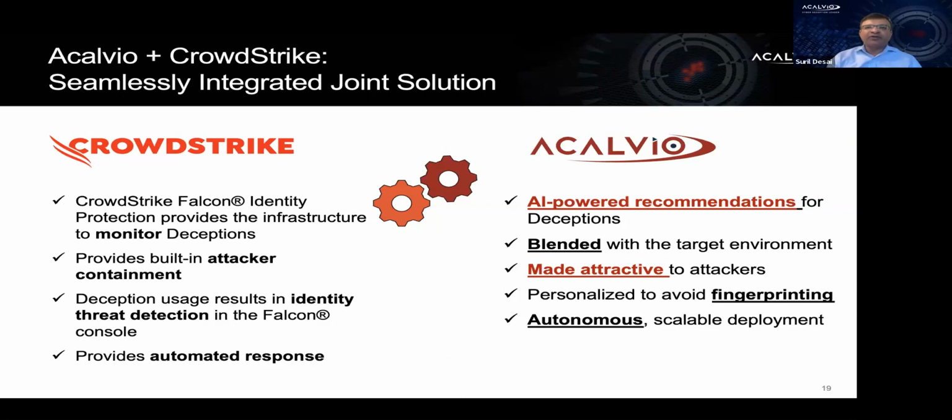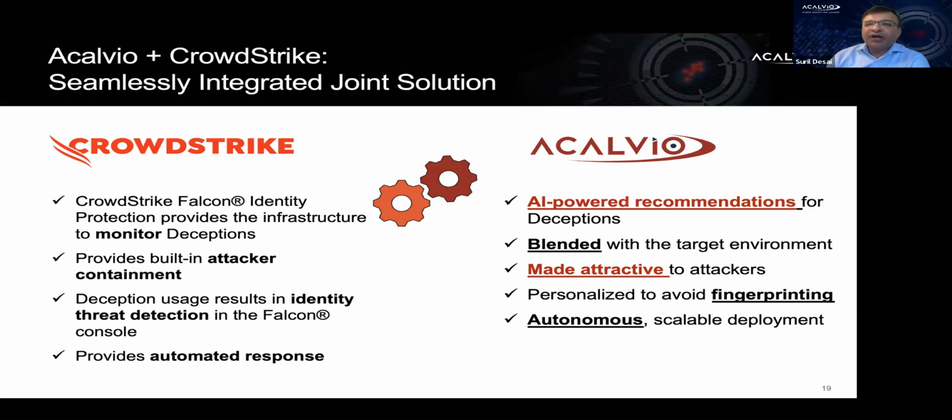Acalvio uses AI-powered algorithms to make intelligent assessments on what are the characteristics, the type, the count, the placement of Honey accounts and Honeytokens. All of this is determined by the platform without requiring intervention from the administrator. The deceptions, the Honey accounts and Honeytokens, are also blended with the target environment. So now if you have multiple AD domains, then the Honey accounts would be blended on a per domain basis in an automated manner. So Acalvio knows about the existing naming conventions, the distribution of the real accounts, and it can blend the deceptive accounts so that they look realistic on a per domain basis.